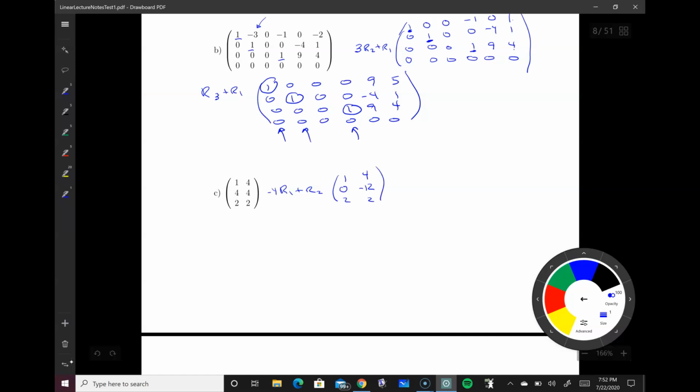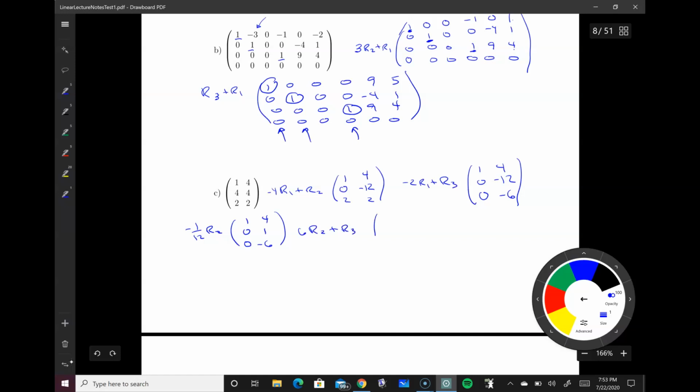All right, so now I'm going to multiply row 1 by -2 and add it to row 3. So this stays the same. That stays. So multiply by -2 and add. -2, that gives me a -8 plus a 2, so it's -6. All right, so now I'm going to multiply row 2 by -1/12. So 1 and 4, 0 and 1, 0 and -6. So then I can multiply row 2 by 6 and add it to row 3.